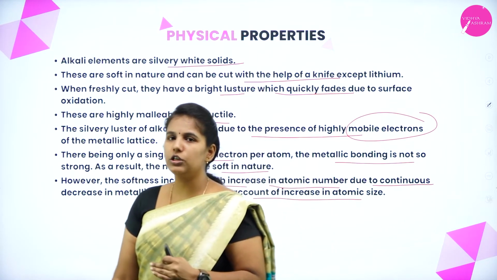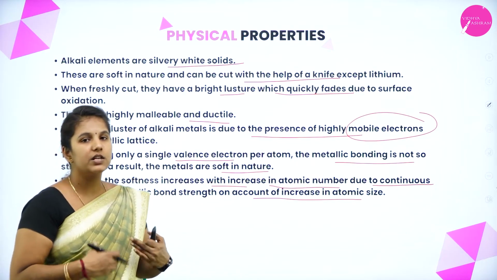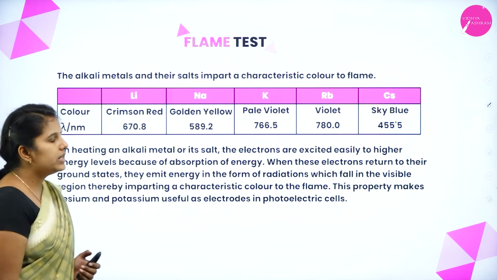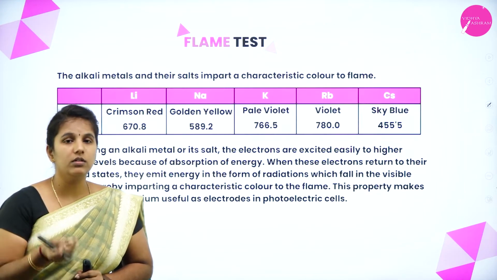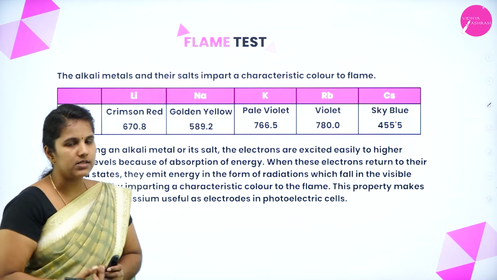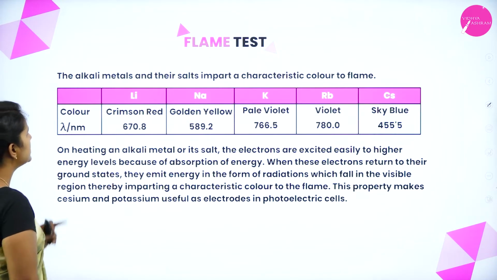As we move down the group, what will happen to the atomic radii? It will increase because of the increased number of shells. Then is the flame test. If you take an alkali metal and do the flame test, it gives different colors. I'll explain how it gives the different colors.